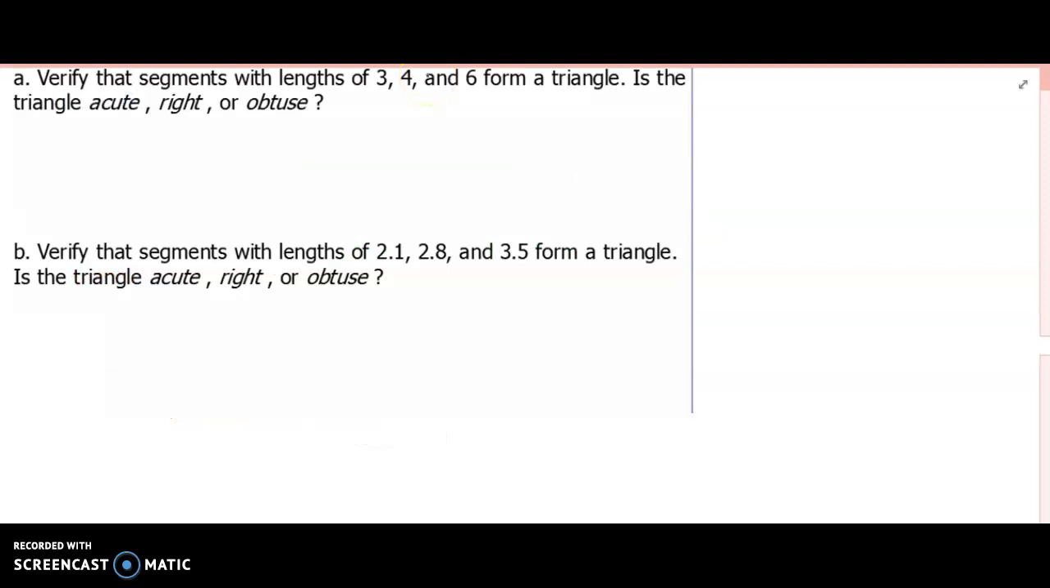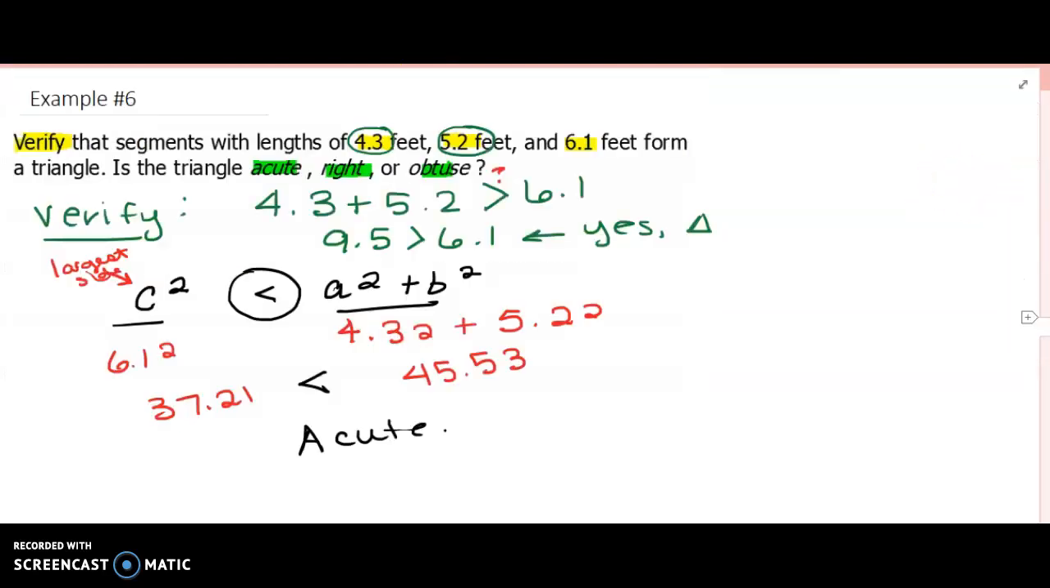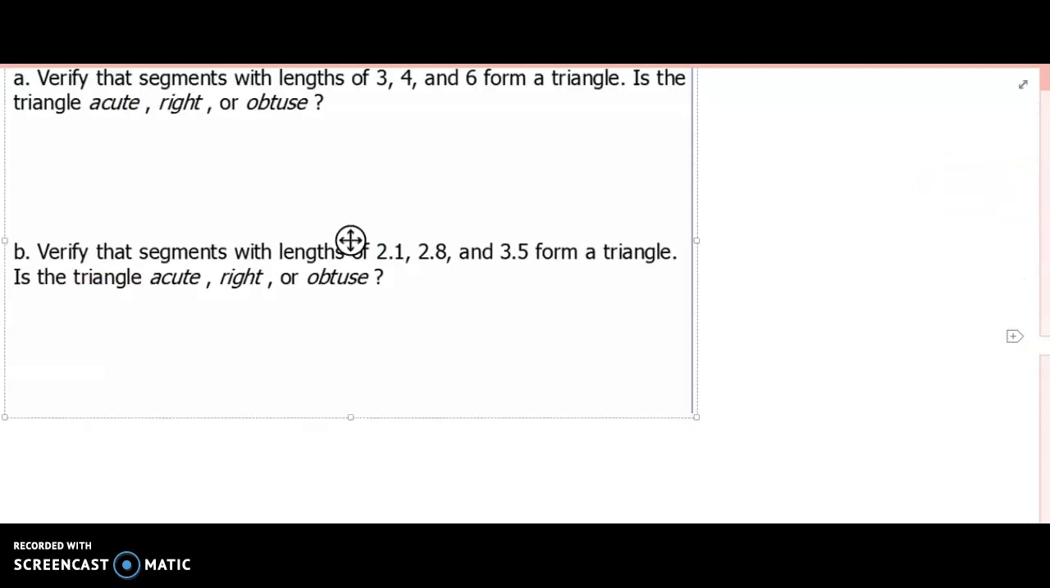All right, I want you to go ahead and work through A and B on your own. Use this one here as your example, and then we'll go over it and then we'll be done.